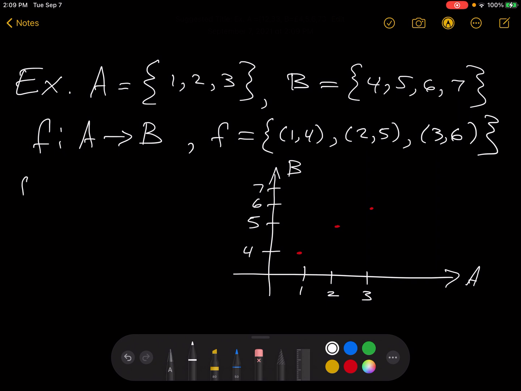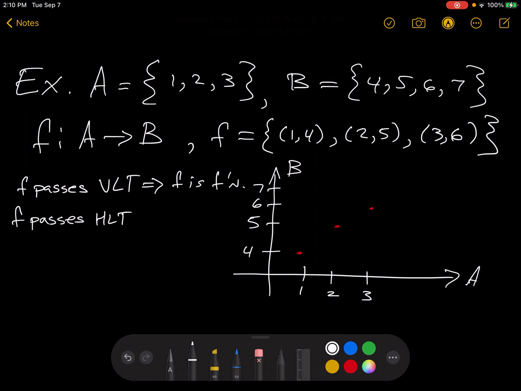So f passes the vertical line test. That tells us f is a function. And also notice that f passes the horizontal line test. That tells us that f is 1 to 1.